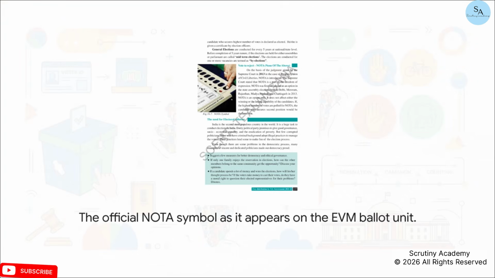And this is what it looks like. This is the official symbol for NOTA that you'll see on the voting machine, a ballot paper with a big cross mark on it. Seeing it like this really helps lock the idea in your brain.